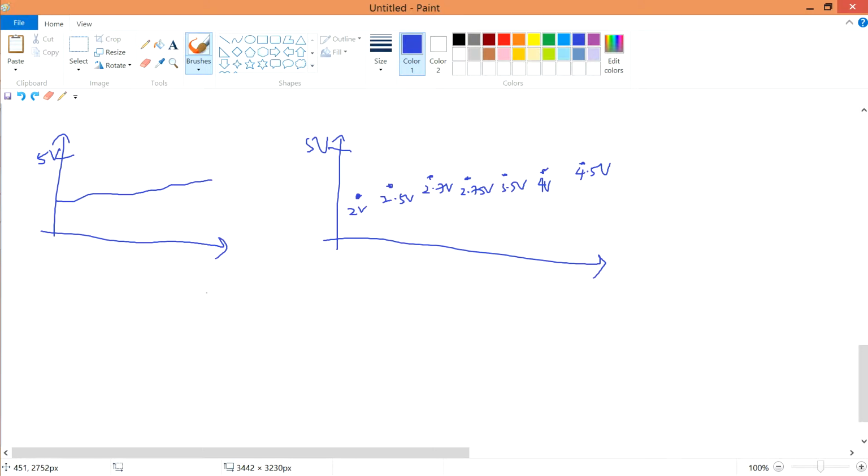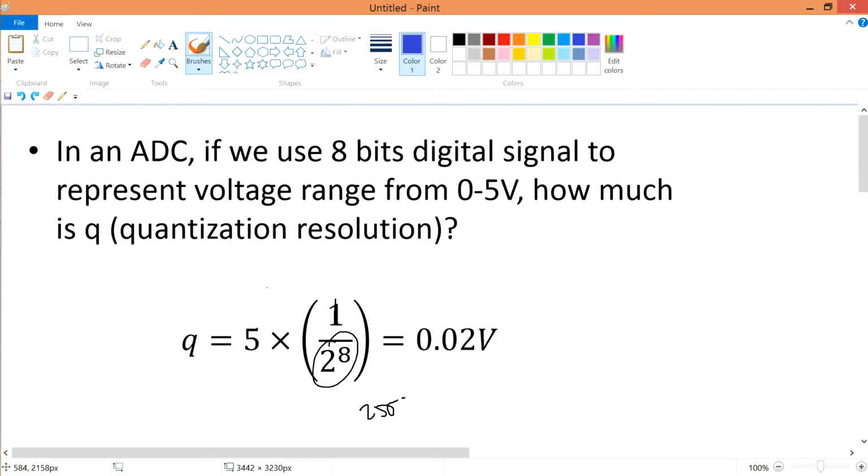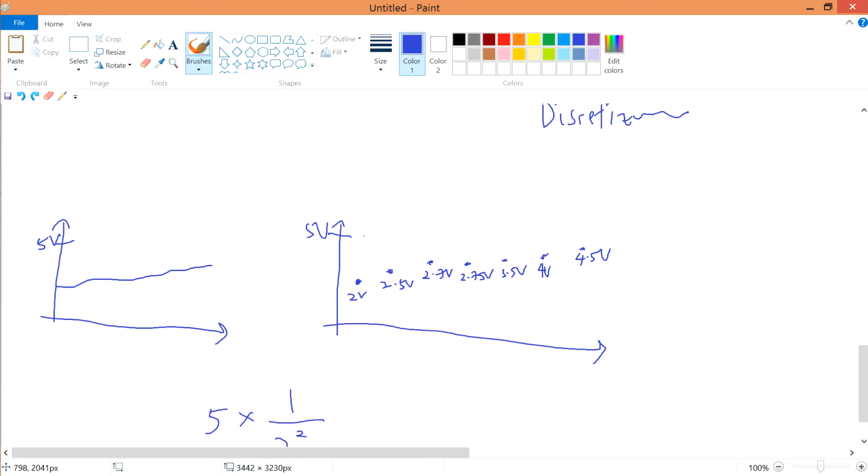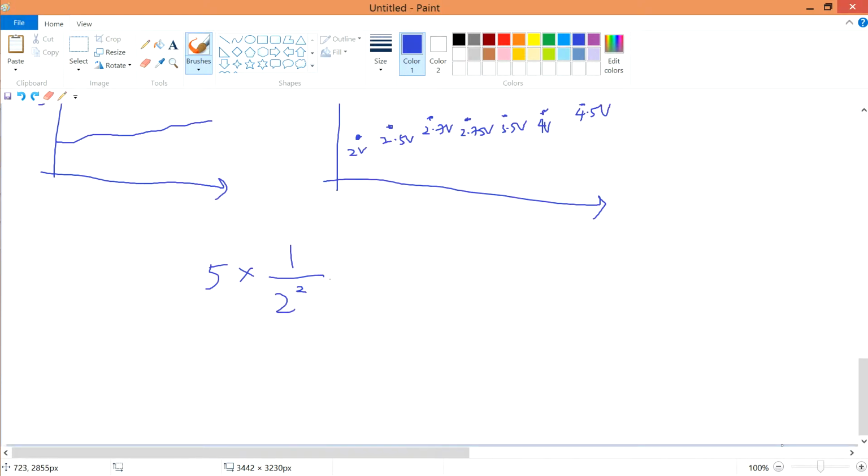For example, if I only have a 2-bit computer, then it's 5 volt times 1 over 2 to the power of 2, because it's 2-bit. If you remember our resolution calculation, we can calculate it like this. So I'm actually calculating my resolution now. At the end of the day, 2 to the power of 2 is 4, so 5 divided by 4 is 1.25 volt.